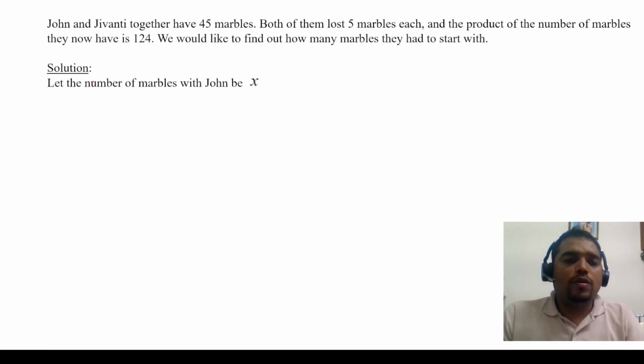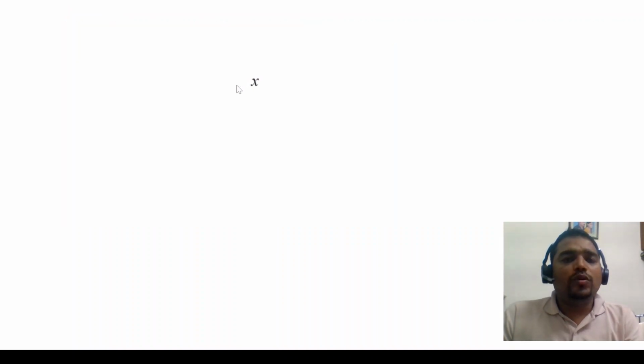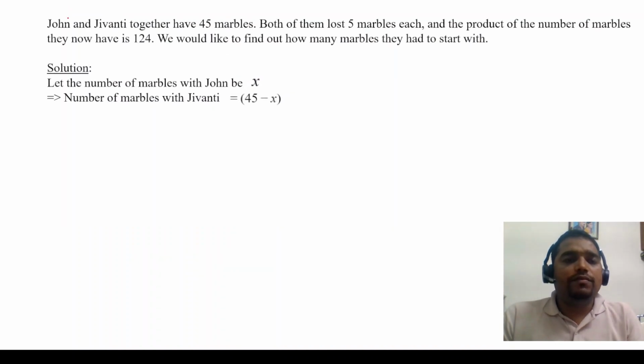Now we will see how to approach this particular solution. Let the number of marbles with John be x. So out of two persons, John and Jivanti, I have assumed that the number of marbles with John to begin with is x. Since both together have 45 marbles, if one of them is assumed as x, the other would have 45 minus x. That is, John has x and Jivanti has 45 minus x.